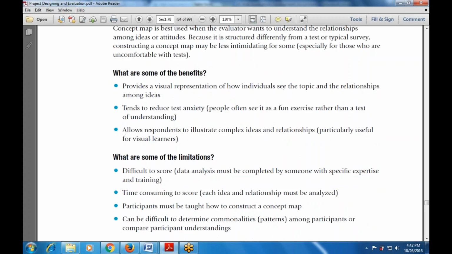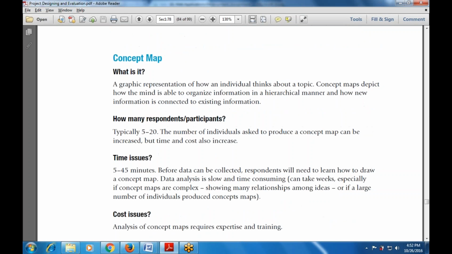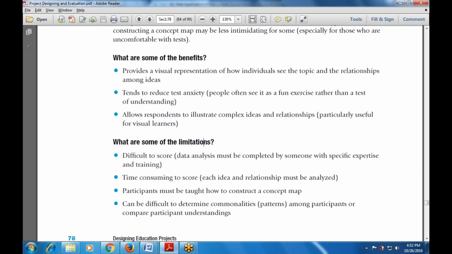Then what are the various limitations of this concept map? These are the drawbacks of using the concept map. It is difficult to score the concept map. It is difficult to give a score in the case of the concept map, because everything in the pictorial representation is done by different software or tools.